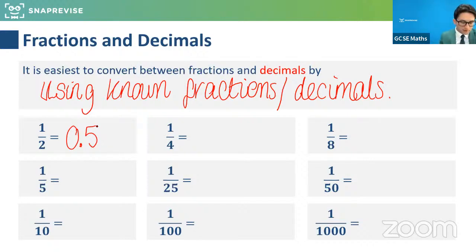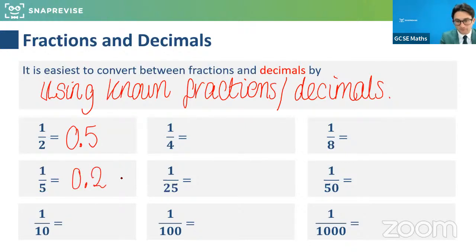So 0.5, excellent. And then a fifth. A fifth is the same as 2/10. So hopefully we're happy with that one as well. That's actually one that does confuse a lot of people, 1/5. It's very easy to rush and get that wrong. So that one, 1/5, will be 0.2.